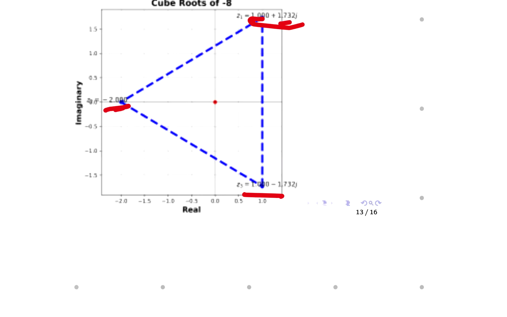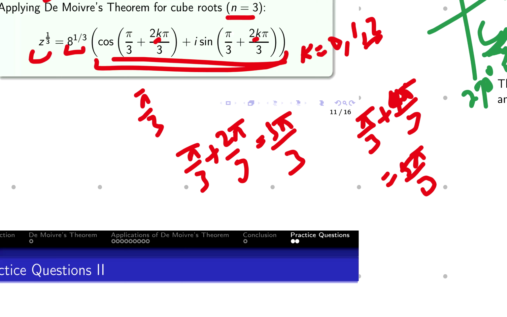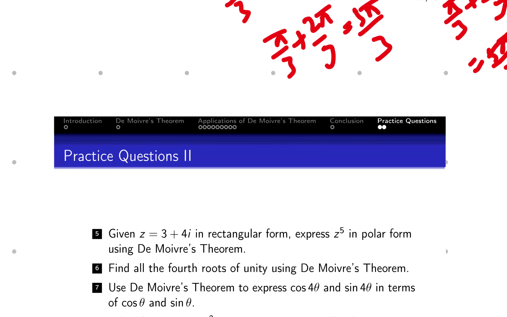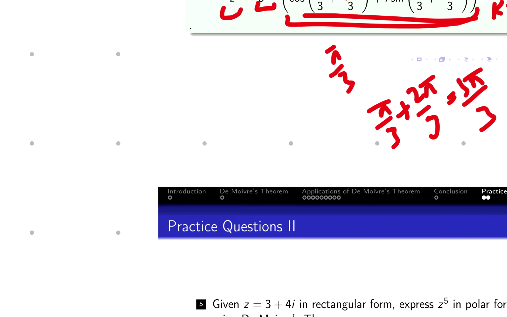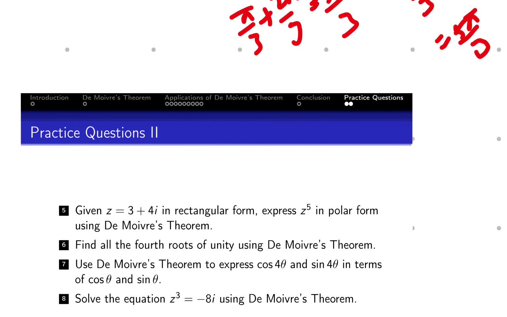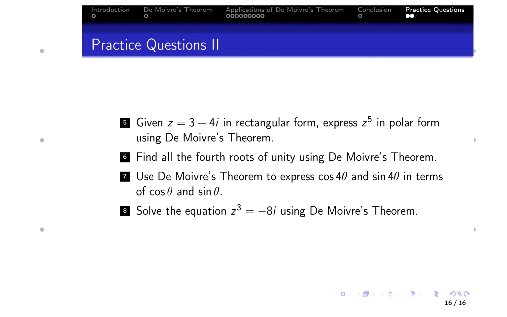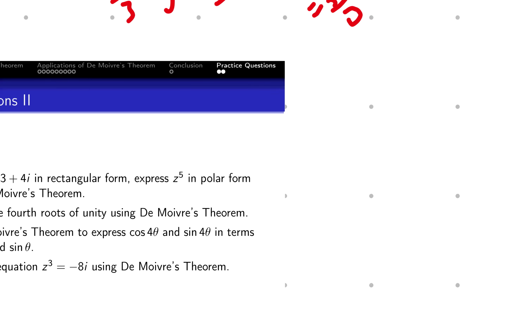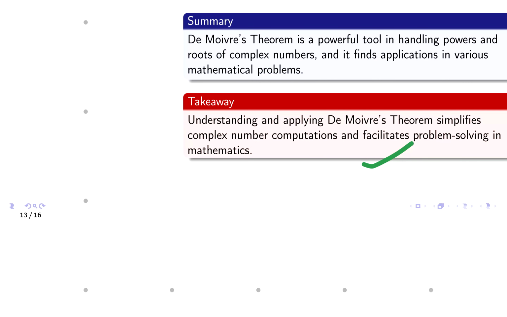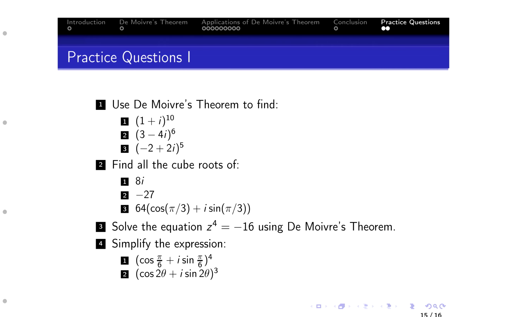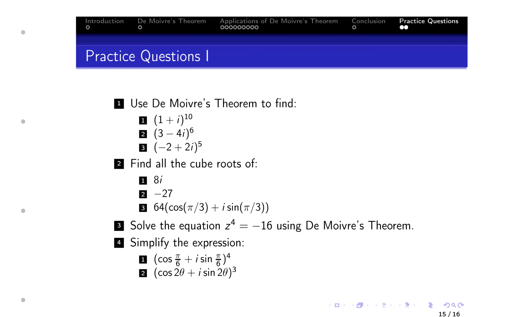So I'd like you to see some questions you can try your hands on. Okay, there are still some questions ahead. Yeah, very important. So we have practice questions. 1. Use De Moivre's theorem to find (1 plus i) raised to power 10. Now imagine you trying to use binomial expansion for this. That would be a lot of stress, as you can already imagine.